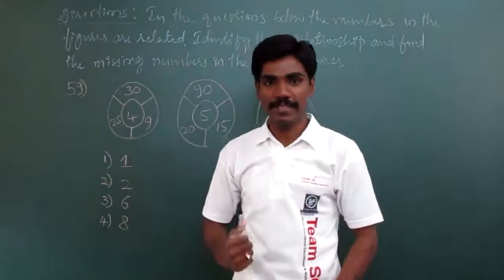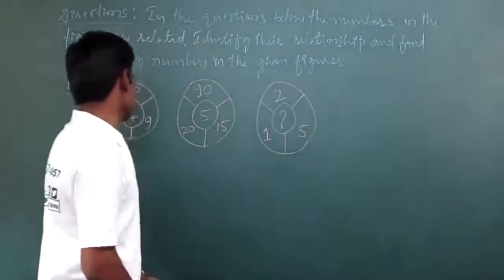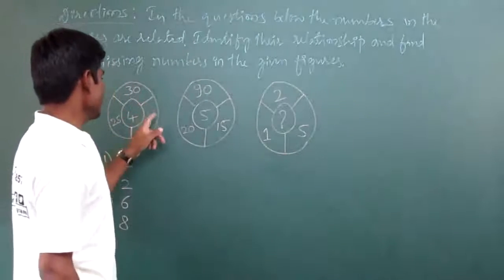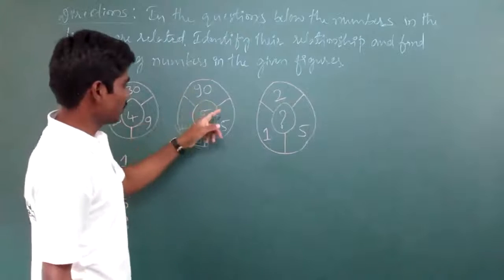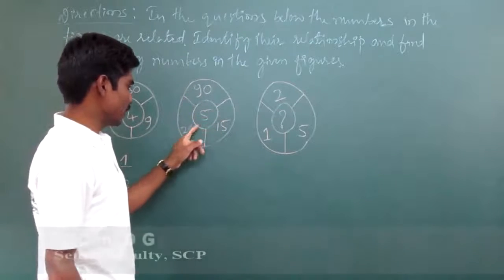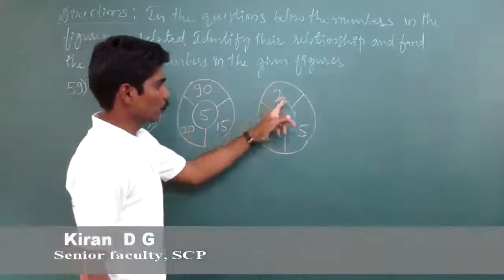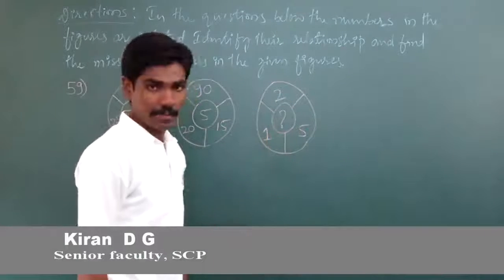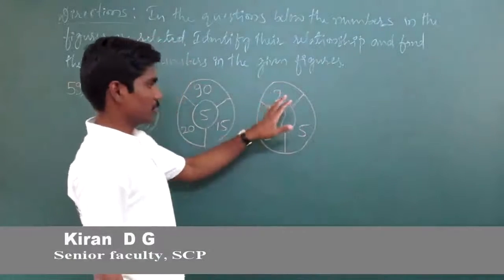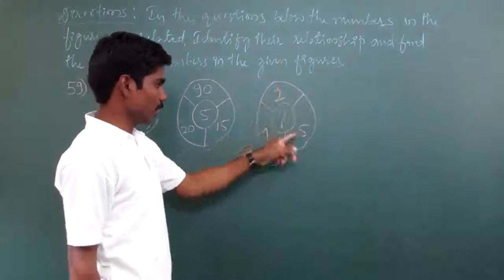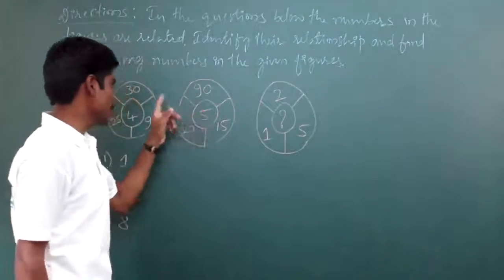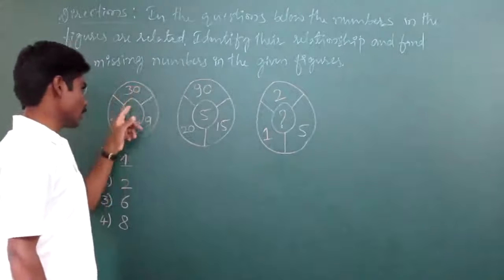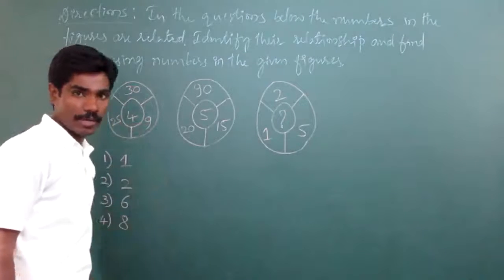Well friends, here is the next problem. The given problem is 30, 9, 25 and 4, 90, 5, 15, 20 and 5, 2, 5, 1 and the missing number. When you look at this, it indicates that using the three numbers you have to get the missing number. That means using these three numbers you have to get this, and similarly using these three numbers you have to get the center number. Okay.